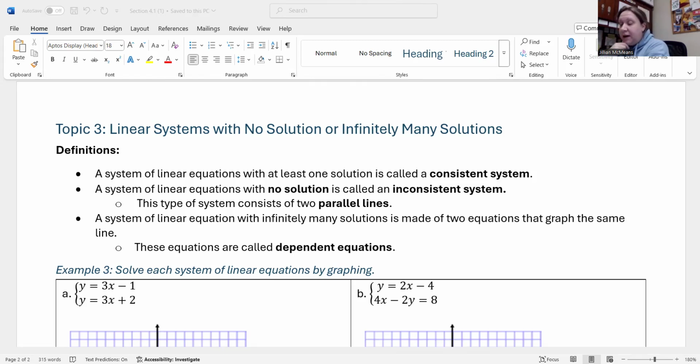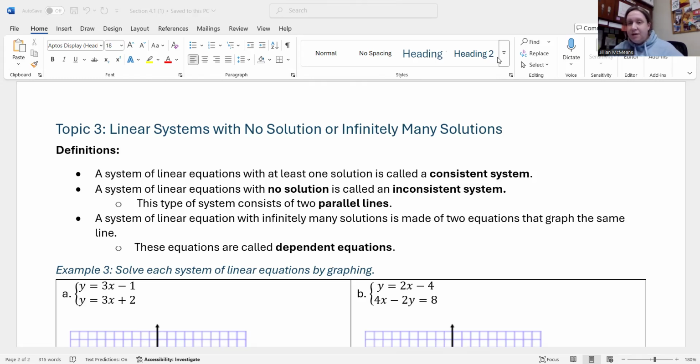Okay? And then finally, a system of linear equations with infinitely many solutions is made up of two equations that graph the same line. So sometimes you'll have two equations that maybe on the surface look different, but when you really break them down, you realize they're the exact same equation and they graph the same line. Equations like that are called dependent equations. Even though the equations on the surface look different, they graph the same thing.